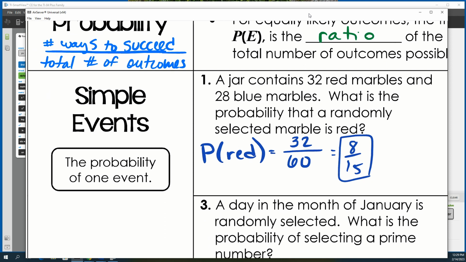Okay, the next one is kind of a, yeah. What if that be 53%? Maybe, I don't know. Is that what 32 divided by 60? Yeah, you can get probability as a percent also. Okay.